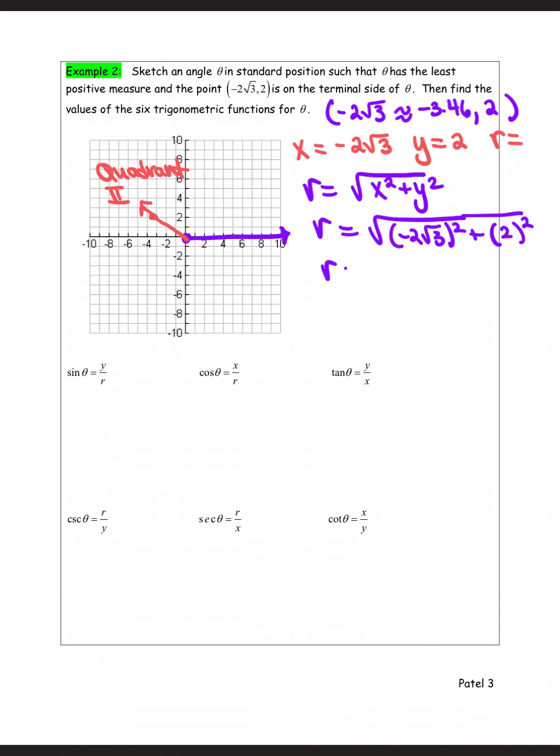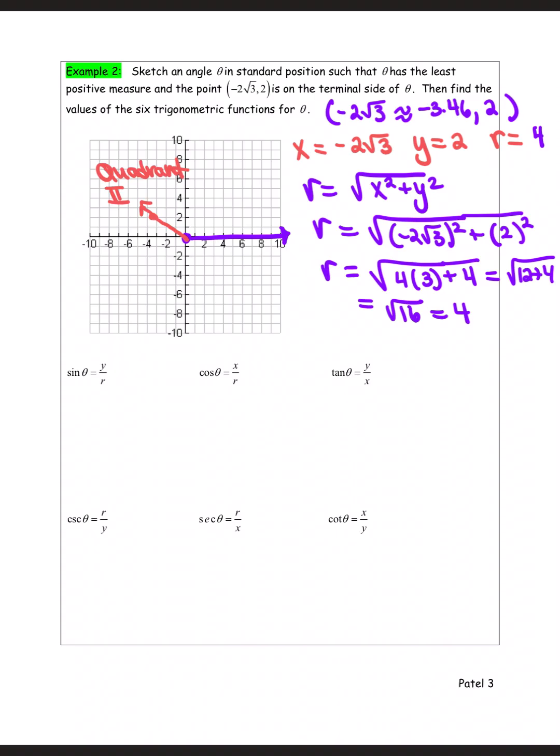But if you want to work it by hand, you say r equals the square root. -2 squared is 4. Square root of 3 squared is 3. Plus 2 squared is 4. So we have the square root of 12 plus 4, which is 16, and the square root of 16 is 4. So we have that r is 4.